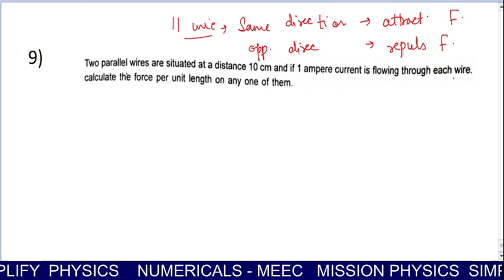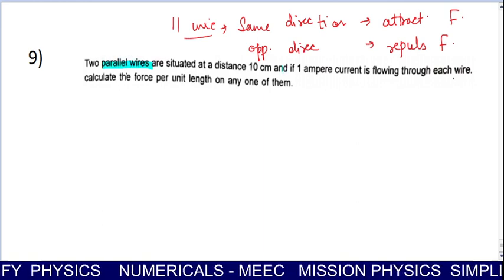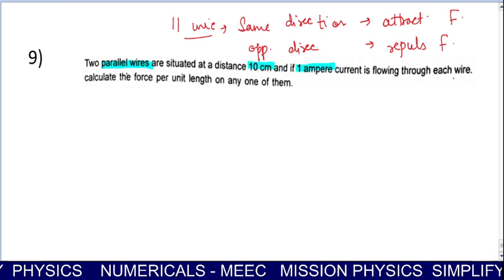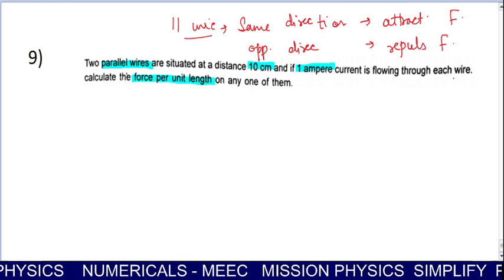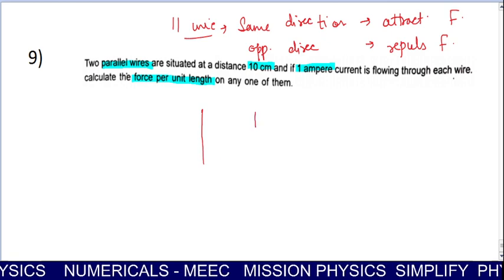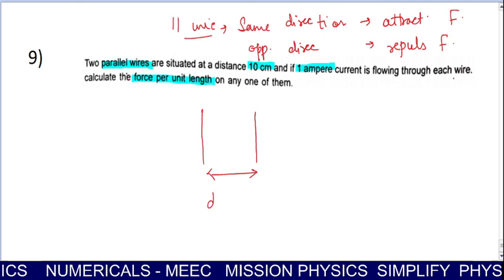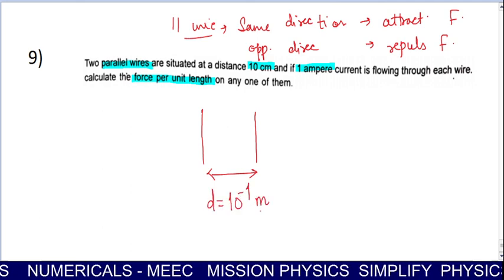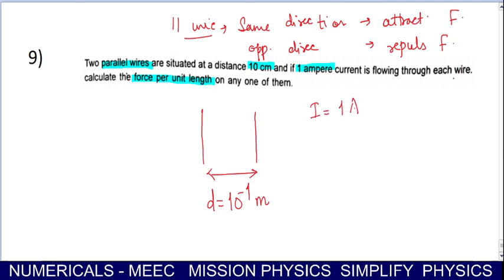So, the question says two parallel wires are given, situated at a distance of 10 centimeter, and 1 ampere current is flowing. We have to calculate the force per unit length on each wire. So we may denote in the diagram the distance between the two as d, it is 10 to the power minus 1 meter converted into meter, and the current is 1 ampere.